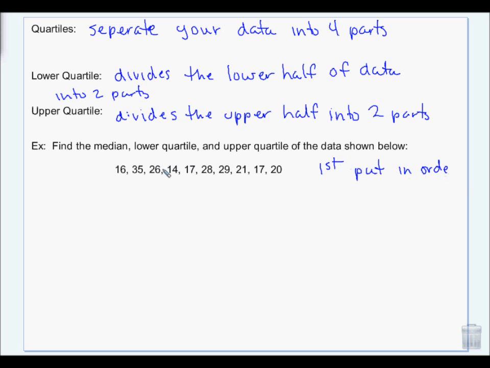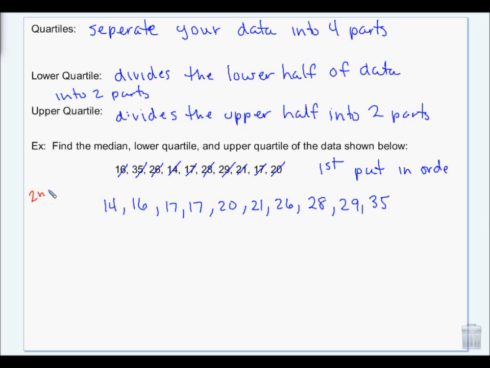Okay, so our smallest is 14, and then we have a 16, and then I have 2 17s, 20, 21, 26, 28, 29, and 35. Okay. And like I said, I always cross them out to make sure I didn't miss any. Okay, that's putting them in order.